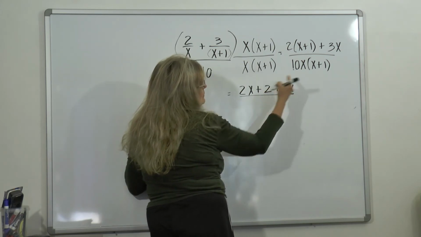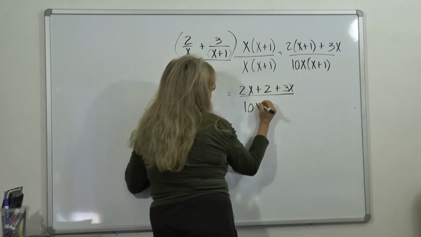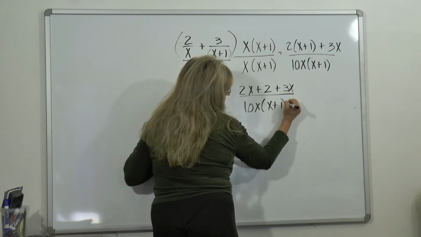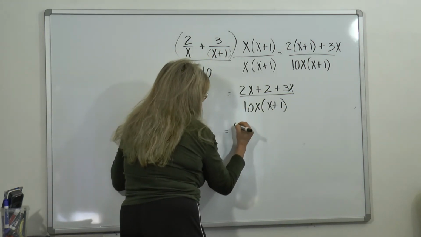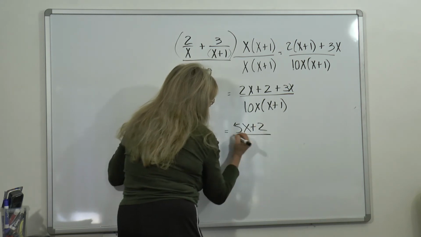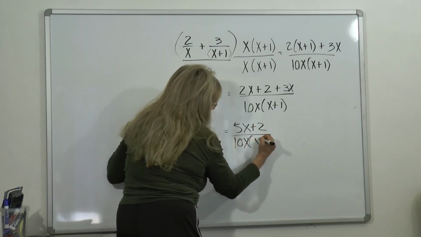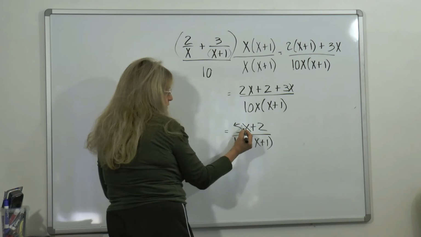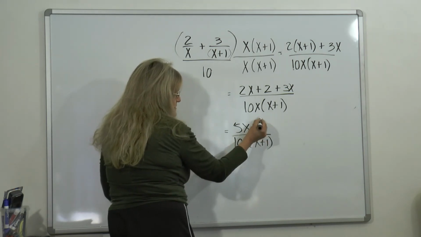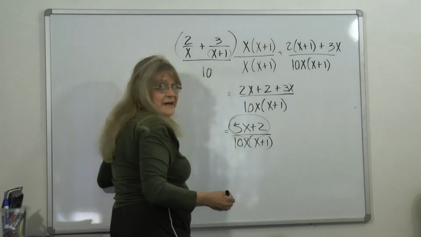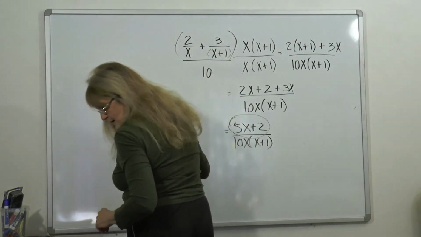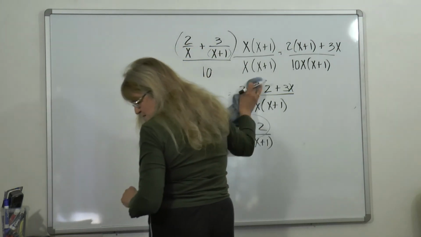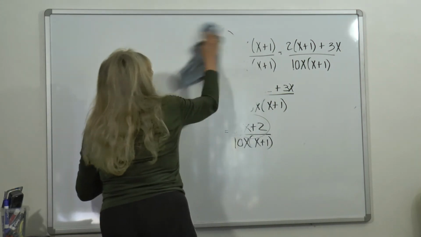And in the bottom, you can distribute it if you want, or you can just leave it like that, because it's simplified if it's factored. So this gives you 5x plus 2 over 10x, x plus 1. Notice I can't reduce the 5 and the 10 because this isn't a factor. It's not something being multiplied. Okay, so that's going to take us to number 11.